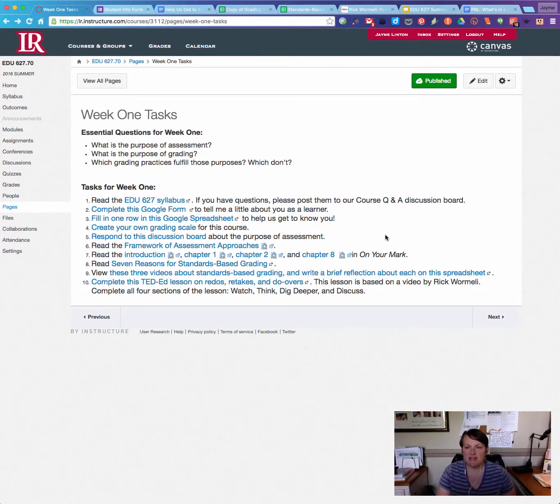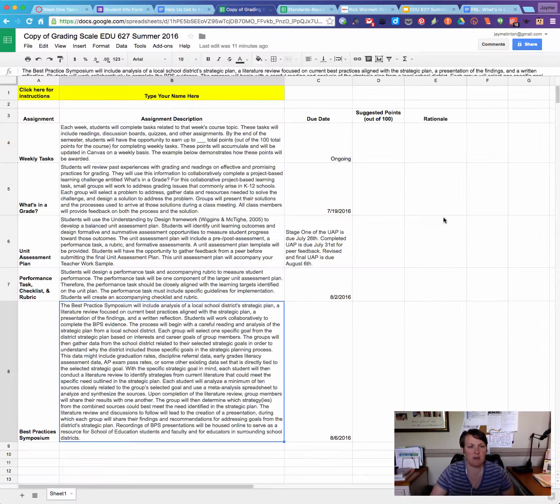The fourth task is an interesting one. I'm going to ask you to create your own grading scale for this course. Since we're going to be spending so much time exploring effective grading practices, I want to give you some experience giving some thought to how much assignments should be worth when we're looking at an overall grading scale. So you're going to go to an assignment that will ask you to consider how much for your own personal grades this semester, how much you would like each assignment to be worth.